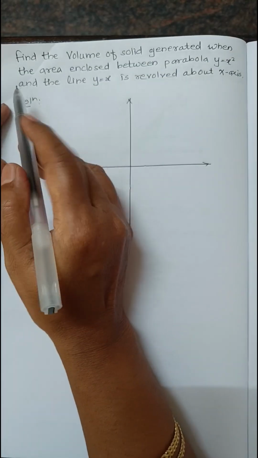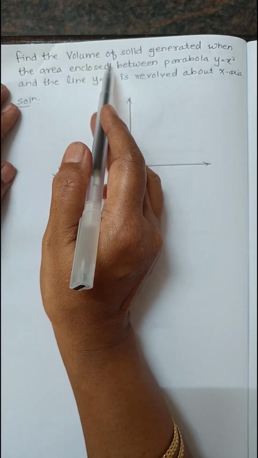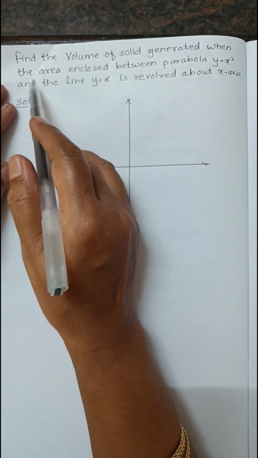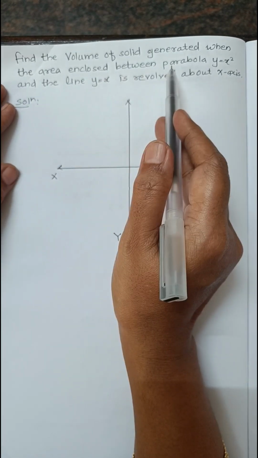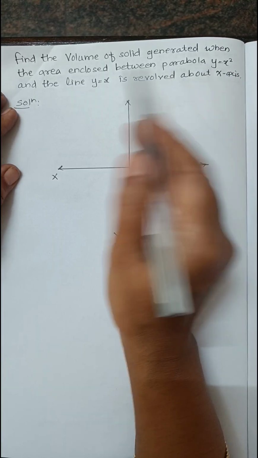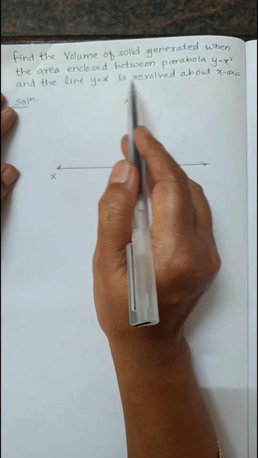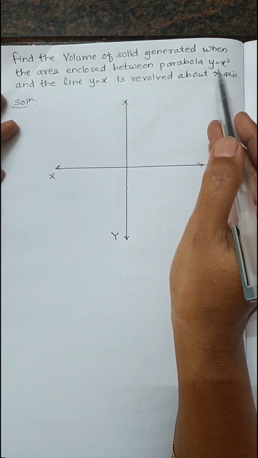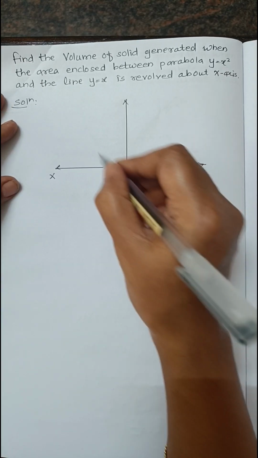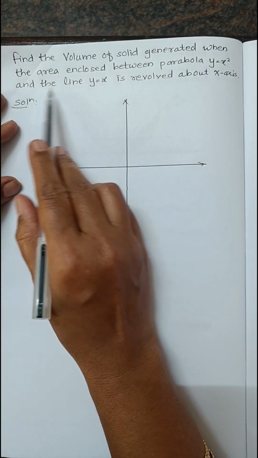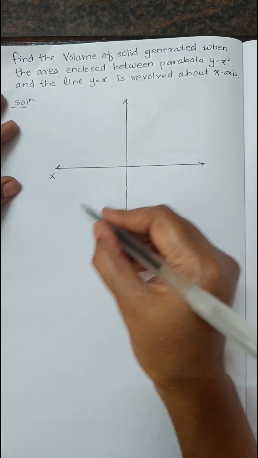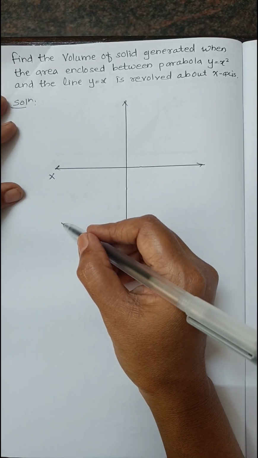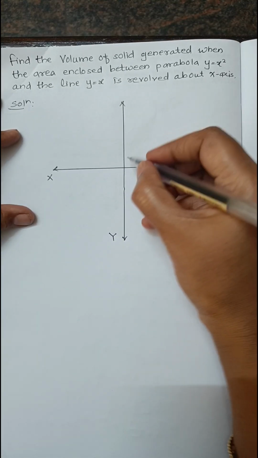Today's question is: find the volume of the solid generated when the area enclosed between the parabola y is equal to x square and the line y is equal to x is revolved about the x axis. Now y is equal to x square is an upward parabola and y is equal to x is a line passing through the origin. Now let us draw a rough diagram.